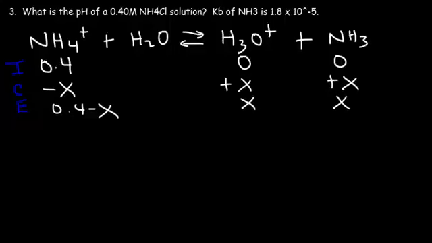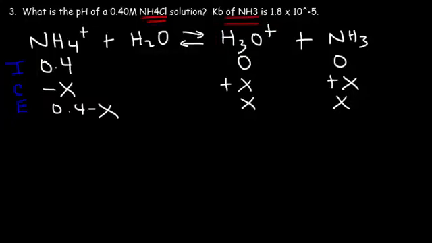Now, in this problem, should we use Ka or Kb? What do we have in the solution? Do we have a weak acid or a weak base? We don't have NH3 in the solution initially. We have NH4 plus, and that's a weak acid, which means we need to use Ka. Ka is always associated with H3O plus. If you have something that produces hydroxide ions, that's going to be associated with Kb, which is for bases.